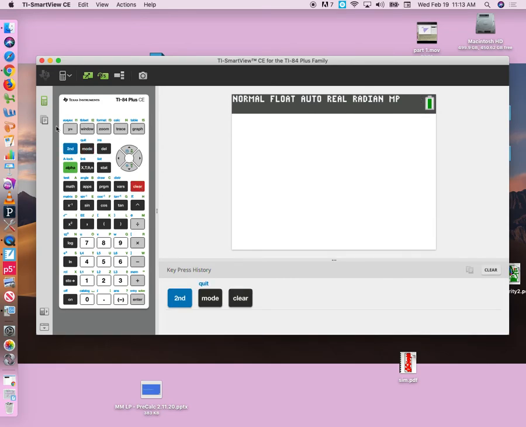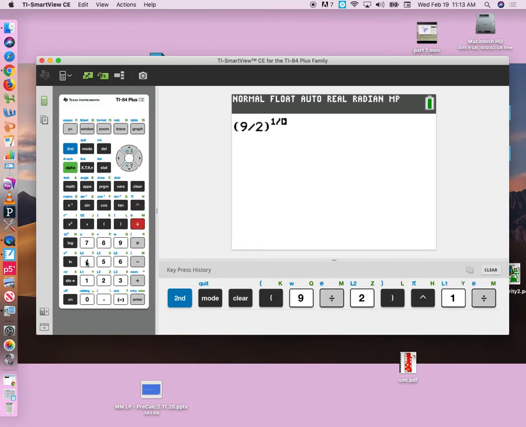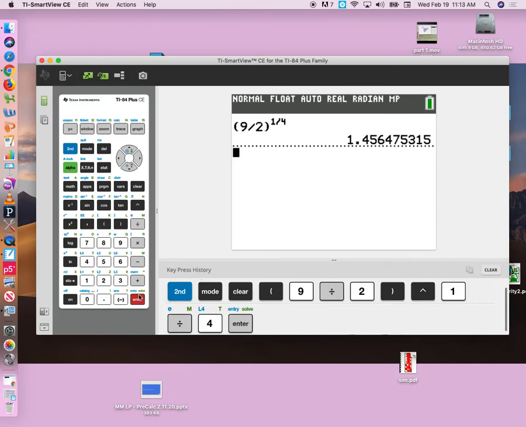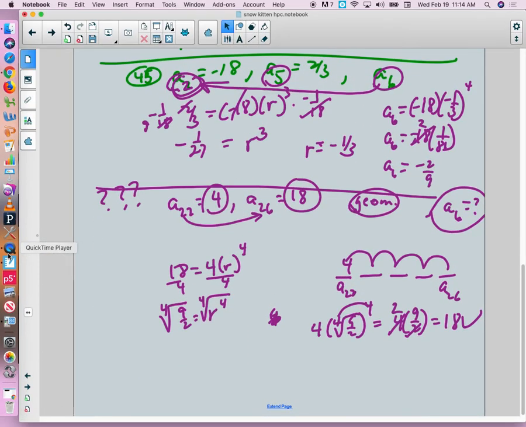All right, so let's talk a little bit about your Algebra 2. If I take 9/2 and I want the fourth root of it, there is a fourth root key, but I hate going to that menu. It looks weird and it's kind of cumbersome. So I'm going to raise it to the 1/4 power. Do y'all understand that's the fourth root? Okay, back to your algebra. So that would be the fourth root. And so that's my ratio. If I take 4 times that ratio to the 4th power, I should get 18.